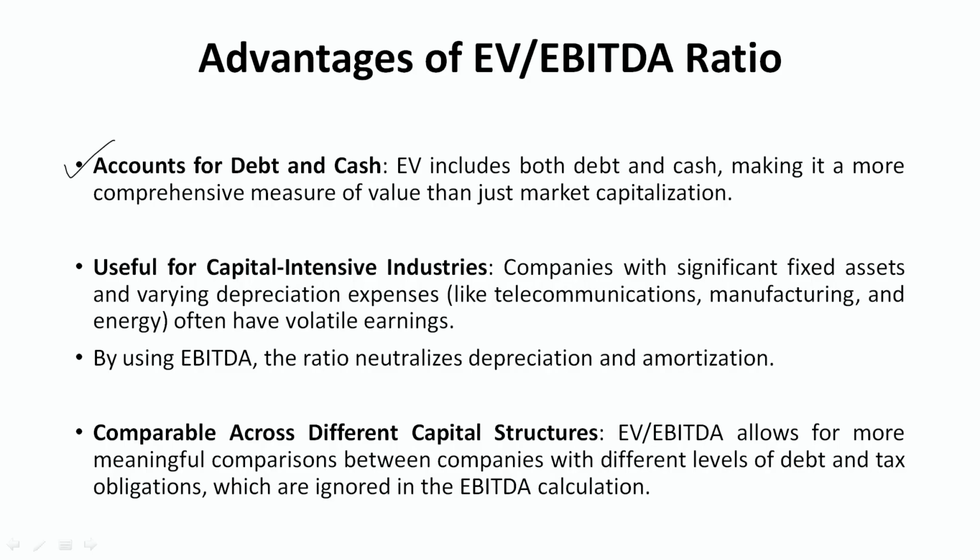Coming to the advantages of this particular ratio, it accounts for the debt and cash, because when we were calculating the EV, you might have noticed that we have excluded cash. So it takes into consideration the debt portion in the overall capital structure of the firm, and you are deducting the cash portion so that it gives a more comprehensive measure of the value in terms of the market capitalization, or the value which the market has determined.